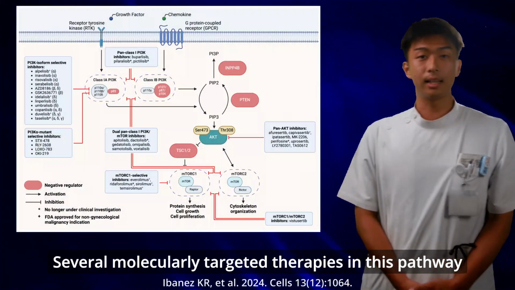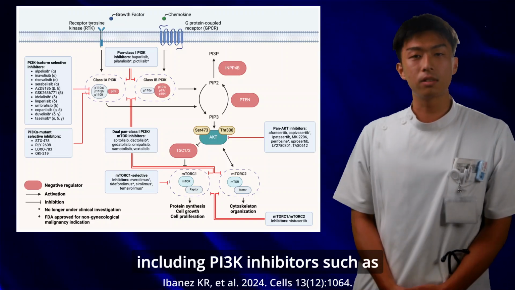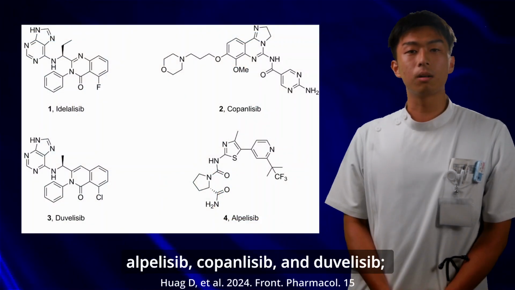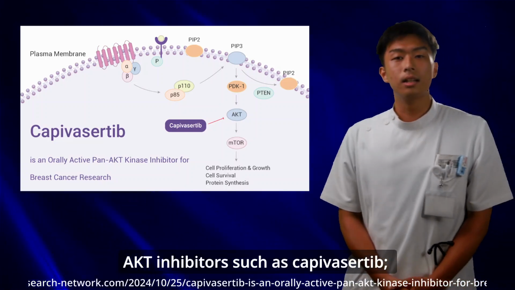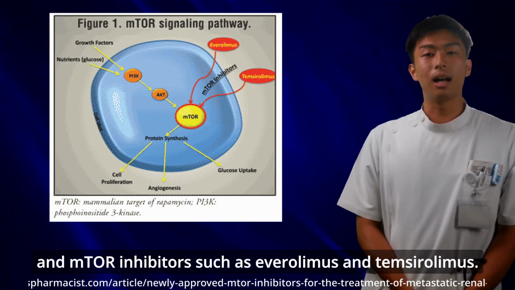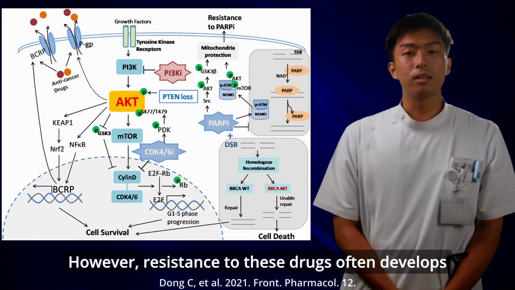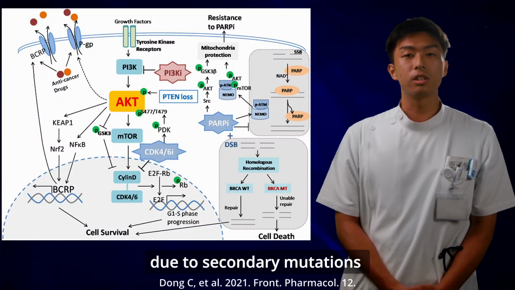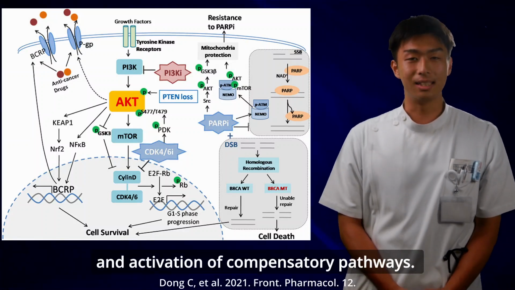Several molecular targeted therapies in this pathway have been approved, including PI3K inhibitors such as alpelisib, copanlisib, and idelalisib, AKT inhibitors such as capivasertib, and mTOR inhibitors such as everolimus and temsirolimus. However, resistance to these drugs often develops due to secondary mutations and activation of compensatory pathways.